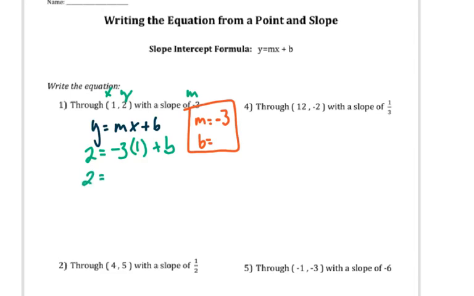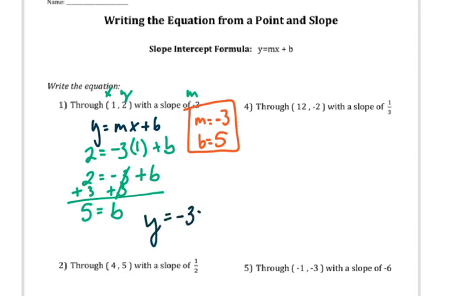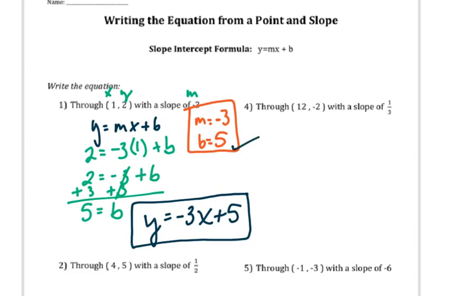We clean up parentheses by multiplying -3 times 1 is the number -3. Let the plus b just hang out. Get b by itself by moving your constant, +3, +3. 2 plus 3 is 5. So I just found out that my b value is a 5. So my final answer is y equals -3x plus 5. Once I have an m and a b, I'm ready for slope-intercept form.